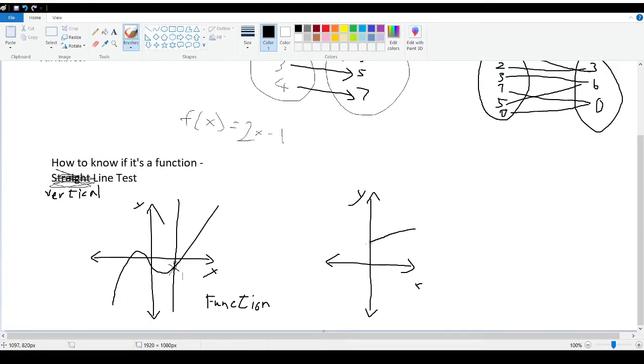Let's say this graph. Now, to see if it's a function, we're just going to apply the straight line graph right here. And oh no, it actually touches 2 points. Because if it's a function, it can only touch 1 point, then this one is not a function because it touches more than 1 point. If it touches 1 point, then it's a function. If it touches more than 1 point, then, well, it's not a function.